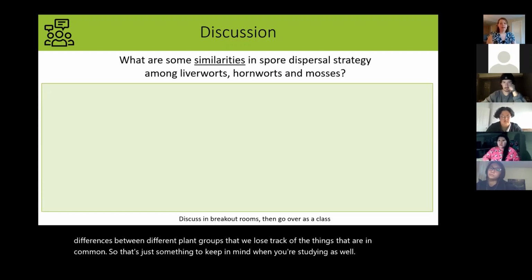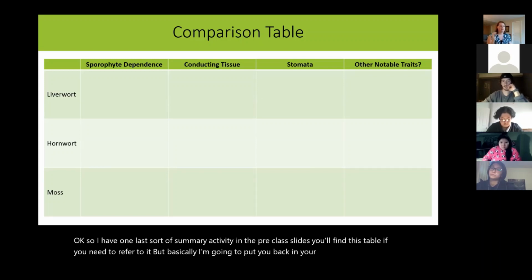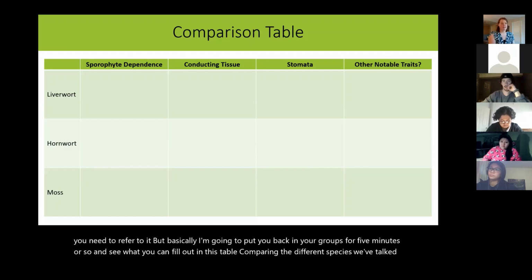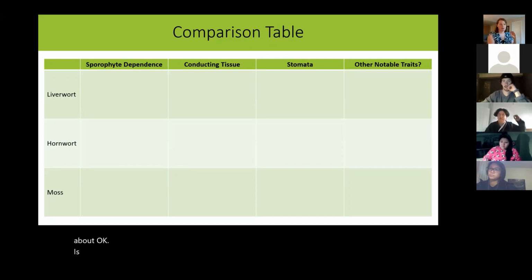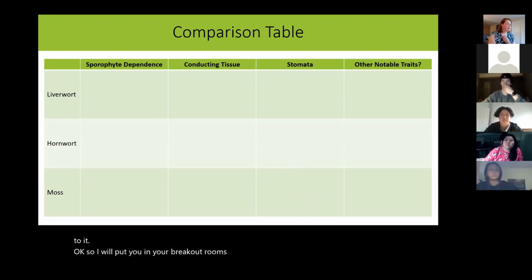Okay, so I have one last summary activity. In the pre-class slides, you'll find this table if you need to refer to it, but basically I'm going to put you back in your groups for 5 minutes or so and see what you can fill out in this table comparing the different species we've talked about. Okay? Is anyone writing this down, or you can find it in the pre-class slides if you need to refer back to it? Okay. So I will put you in your breakout rooms again, and I'll see you in a couple minutes.